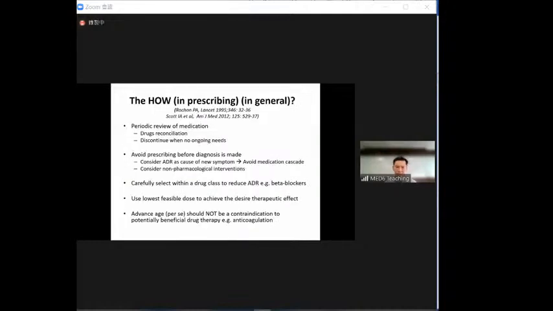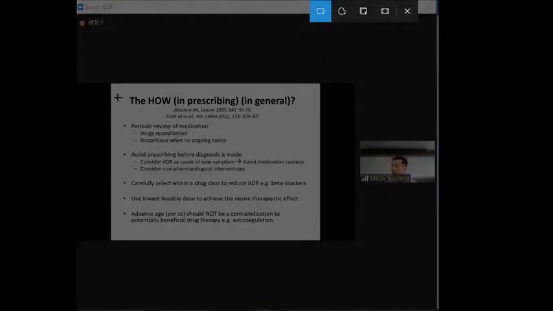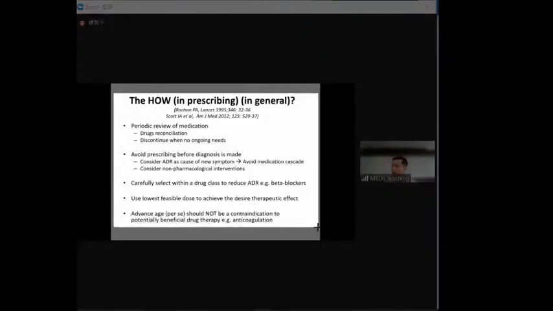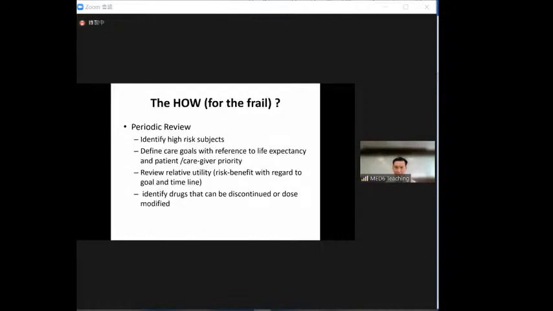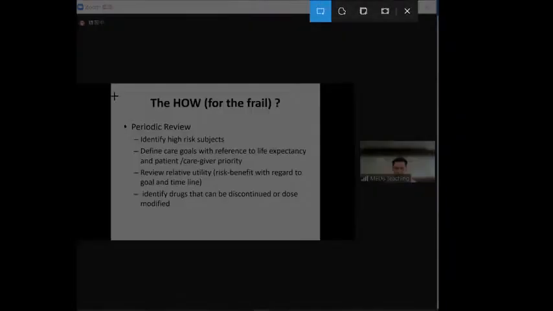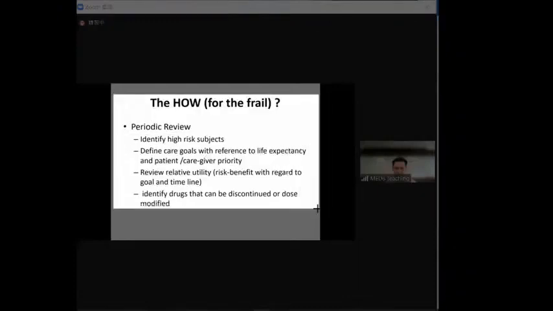And finally, because of time, I want to skip this, and you can read it. It mainly repeats the previous points, summarizing what we covered for the general elderly, and for the poor health, frail elderly, what we should pay attention to in medication management.